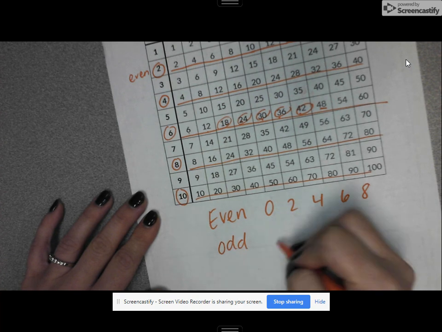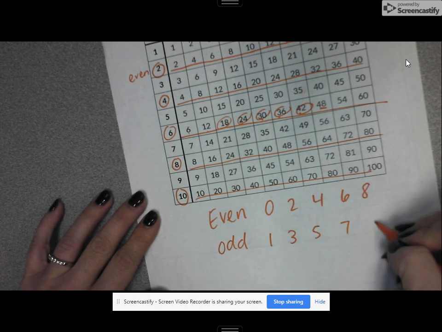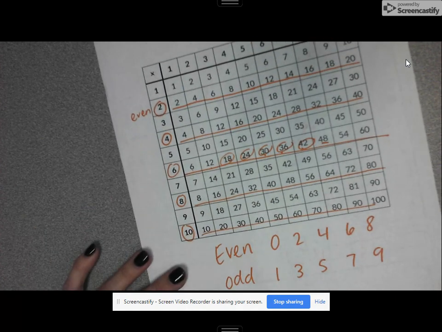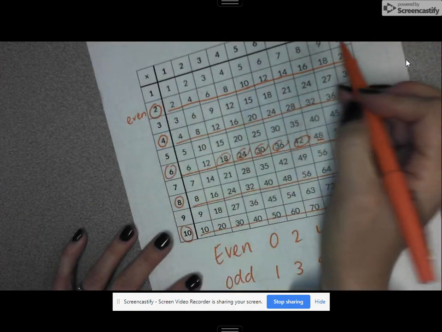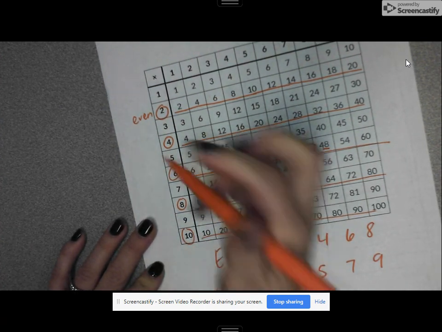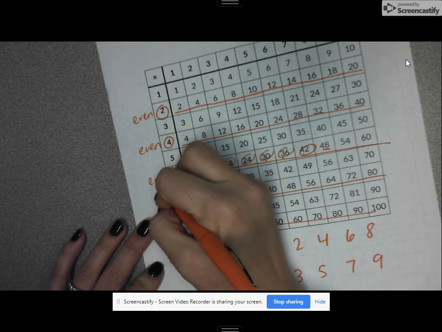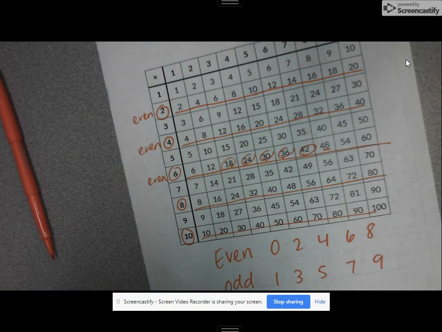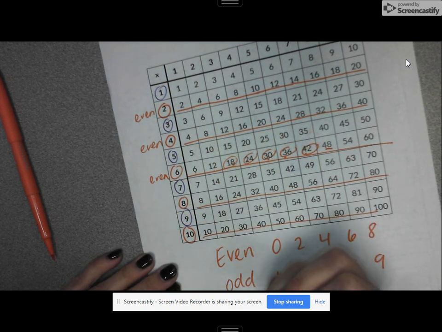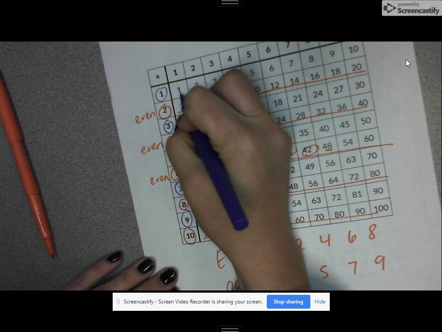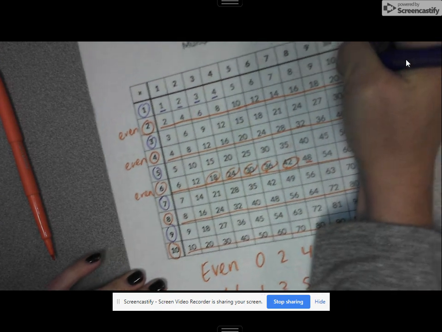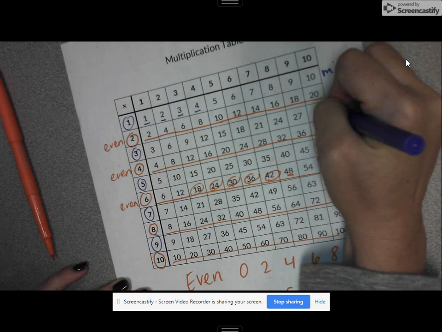All of our odd numbers are 1, 3, 5, 7, and 9. So if they end in a 1, 3, 5, 7, or 9, it's an odd number. They practice on the chart knowing that all of their 2, 4, 6, 8, and 10 products are always going to come out to be even. But all the other products for 1s, 3s, 5s, 7s, or 9s, we're always going to get a mixture, like an odd number, an even number, an odd number, an even number. So this is like a mixed pattern.